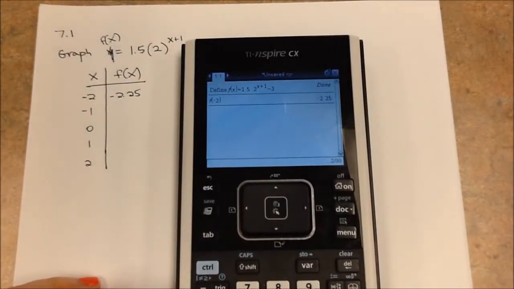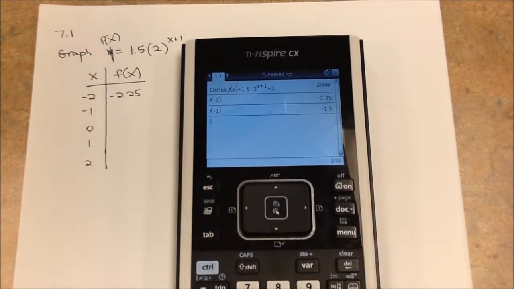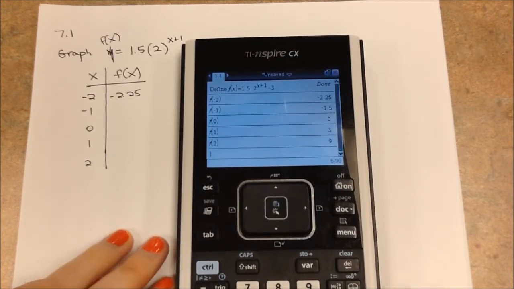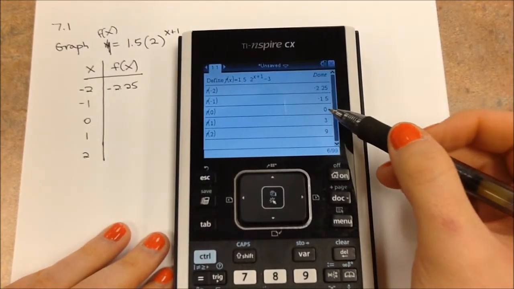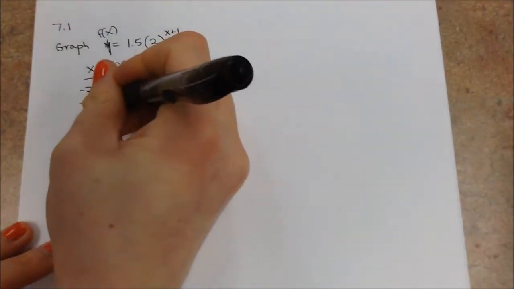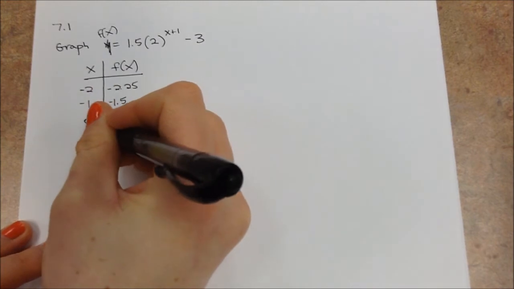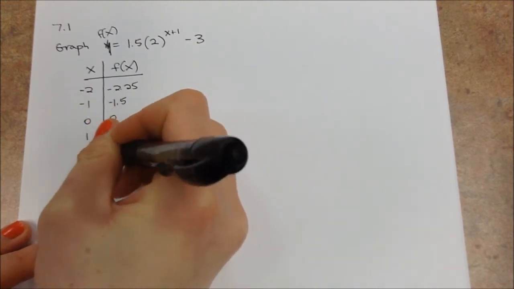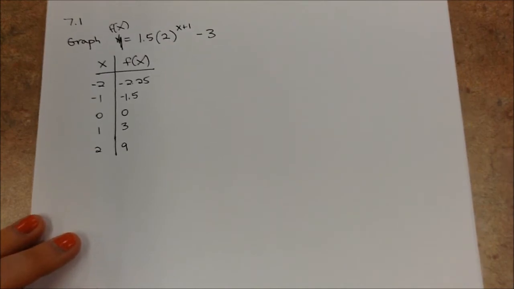Then type in F of negative 1, and then we get negative 1.5. I'm just going to type a bunch of them in right now. All right, so those are some values. So we've got negative 1.5, 0, 3, and 9. Okay, so those are some values, and I think this is a pretty good picture.